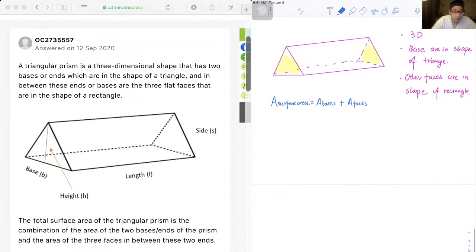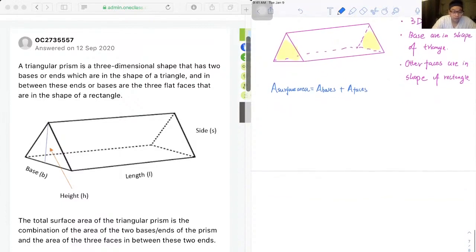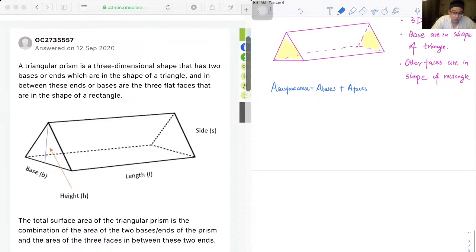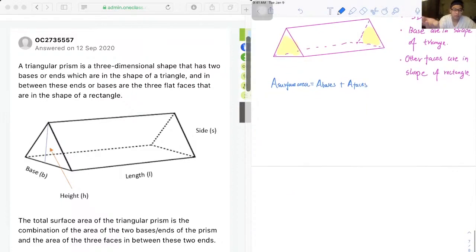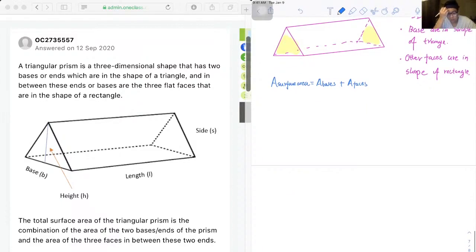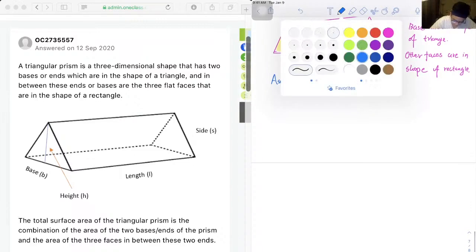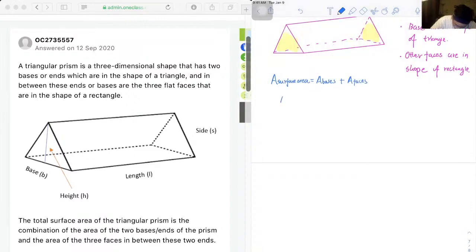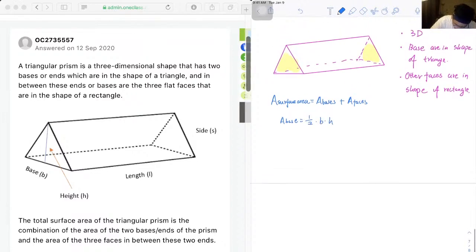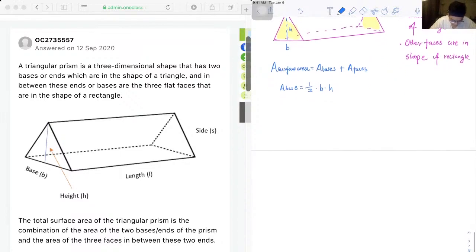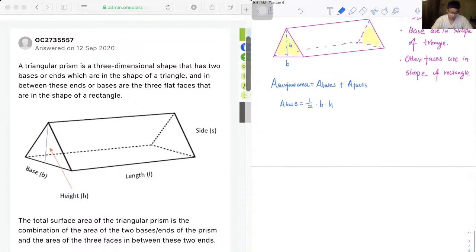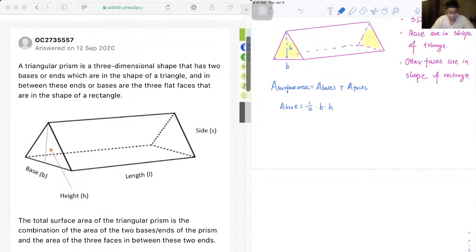So we have to take note that the ends are triangular in shape, so we just need to use the formula for the area of a triangle. Let's set A base equal to 1/2 times base times h. So let's call this base b and the height denoted as h. So the area of one triangle will be 1/2 times b times h, right?